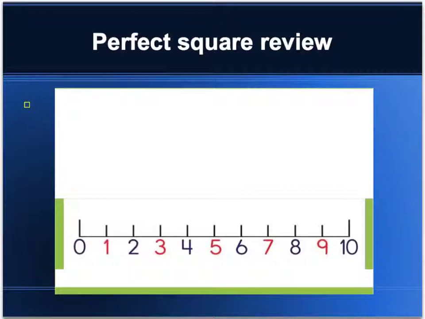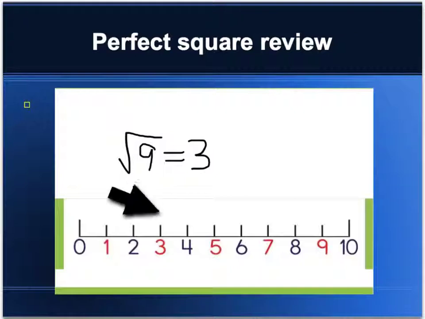So first off, if I were to ask you for the square root of 9, well, we know that 9 is a perfect square. We've seen that before, and we know that the square root of 9 is exactly equal to 3. So on my number line, right here, right at that spot, oh, I just sort of missed it. There we go. At 3, we've got ourselves the square root of 9.